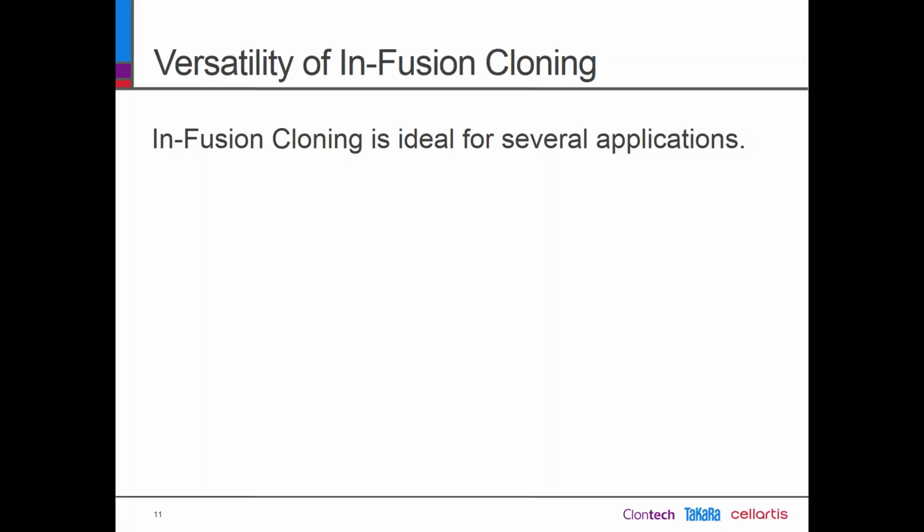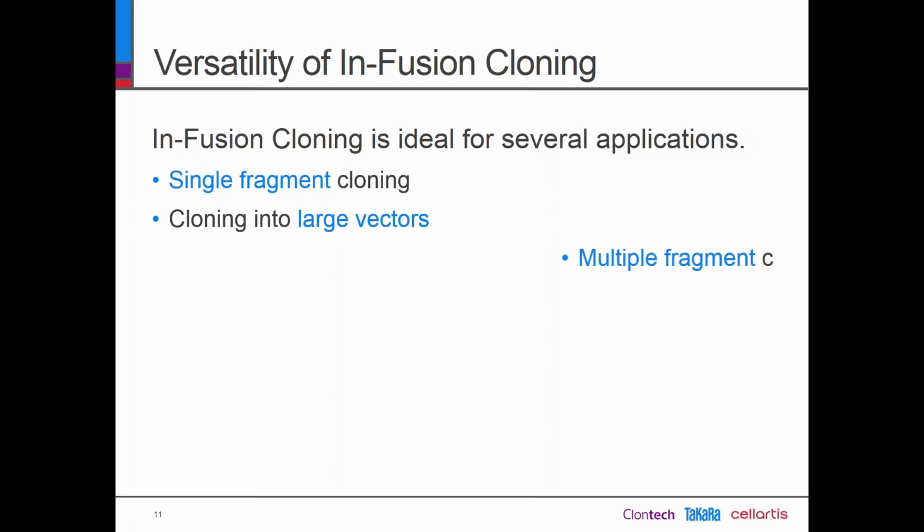So In-Fusion is really ideal for several applications. For simple fragment cloning, or single fragment cloning, of course, that's the most common way of cloning. You can clone into large vectors as well. Again, this can be important for protein expression because some of the vectors, especially viral expression systems like adenovirus, are very large. I think it's about 35 kb. So with traditional cloning, it's almost impossible to directly clone into those vectors. But with In-Fusion, you can go direct and just take your insert and clone it into this huge vector in one single step.